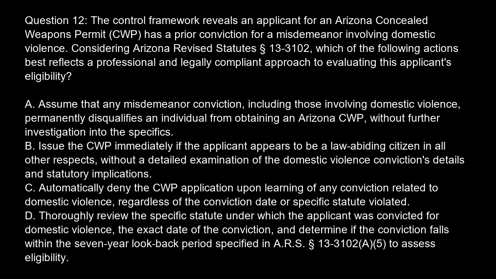Option B. Issue the CWP immediately if the applicant appears to be a law-abiding citizen in all other respects, without a detailed examination of the domestic violence conviction's details and statutory implications. Option C. Automatically deny the CWP application upon learning of any conviction related to domestic violence, regardless of the conviction date or specific statute violated.